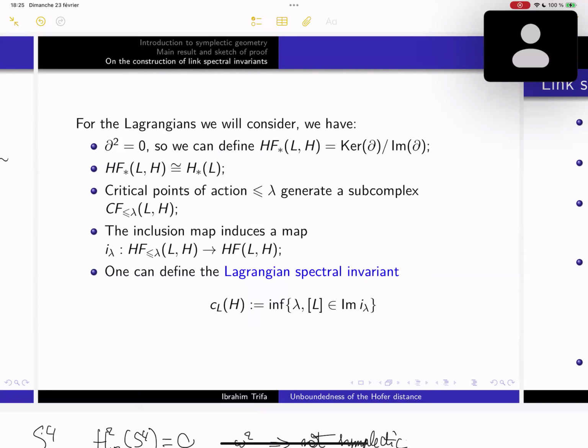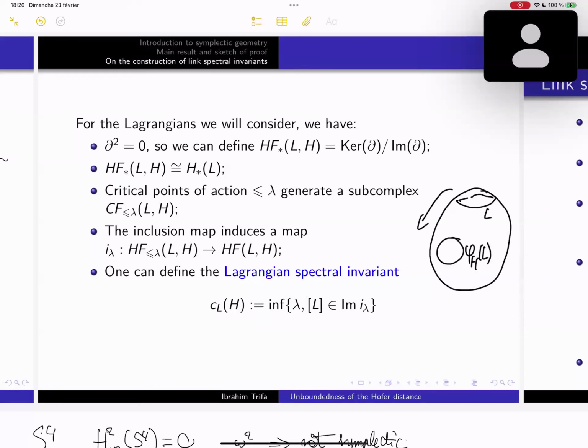But this is not the case for all L. So for instance, say you take the sphere, and you take a small circle inside your sphere here, then you can find a Hamiltonian diffeomorphism which will push this circle away from itself, somewhere there, for instance. And so you can see that there is no intersection point between L and phi h of L. So you have no generator in your Floer complex, and so the homology is zero.